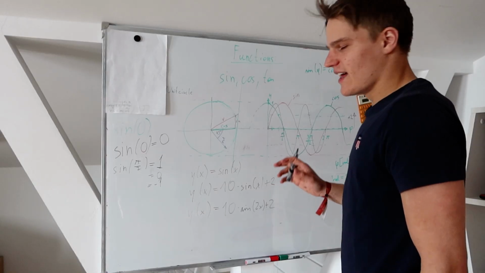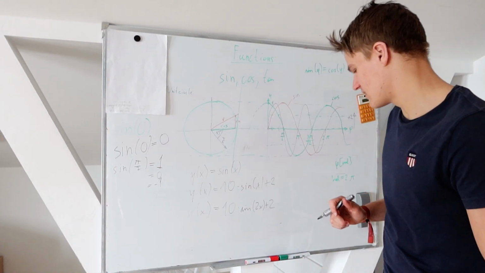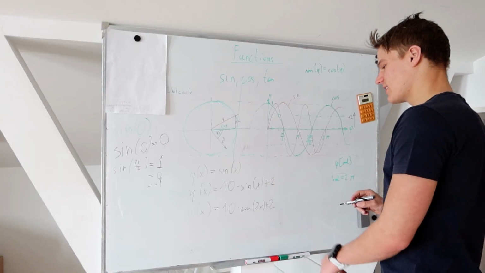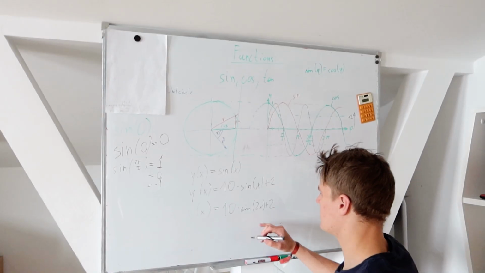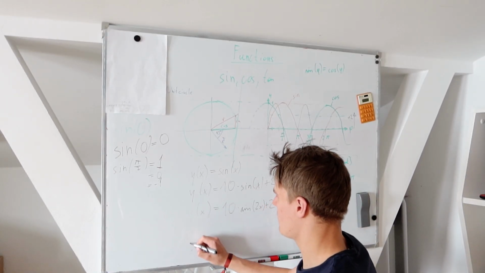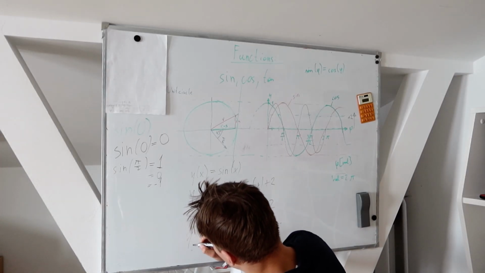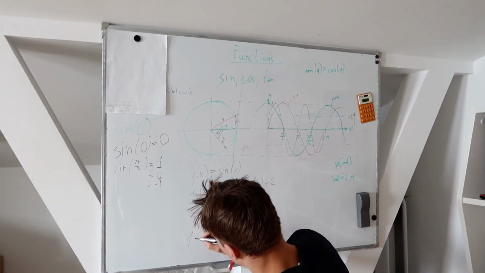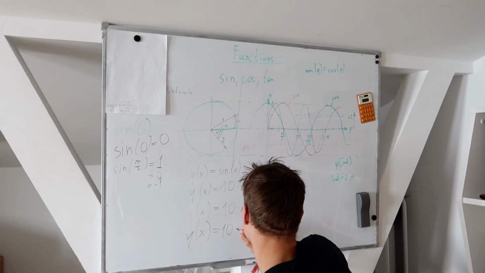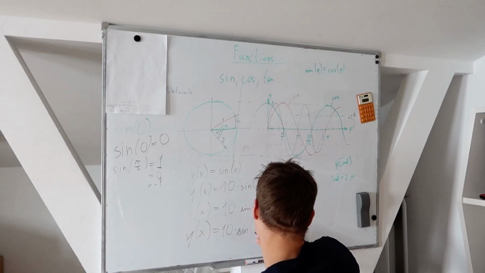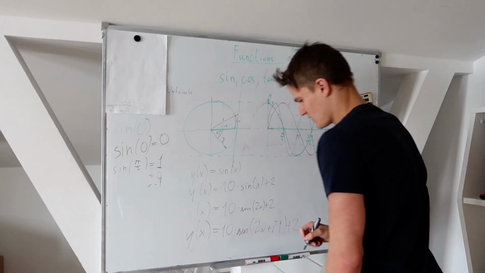Good. And one more thing that we can do, guys, is this video is actually getting kind of long again, but in the brackets, we could also change something else. Why do these pens not work? Y of x is 10 times sine of 2x plus pi plus 2.